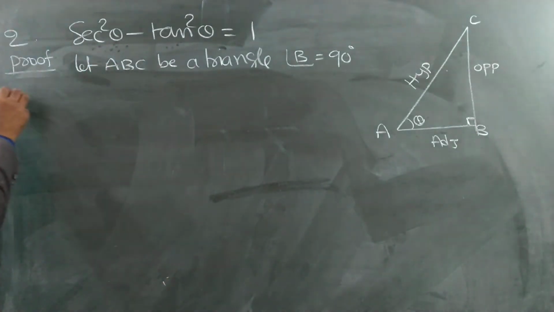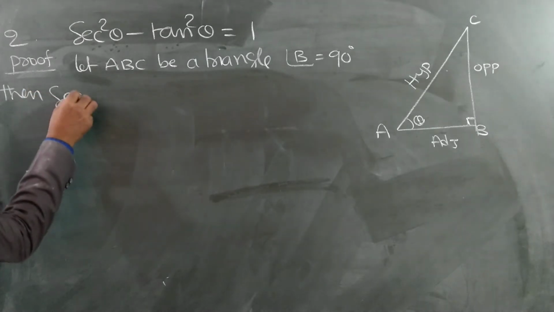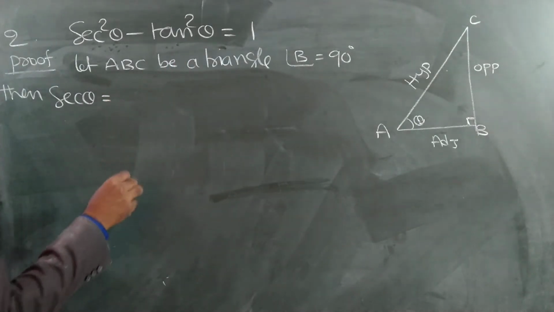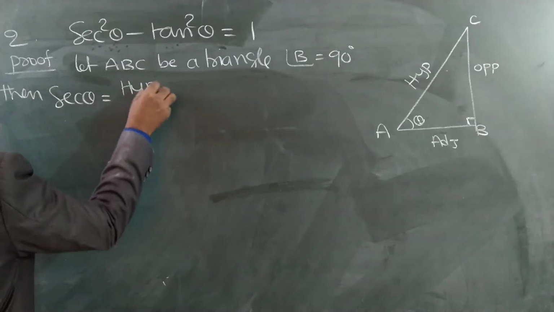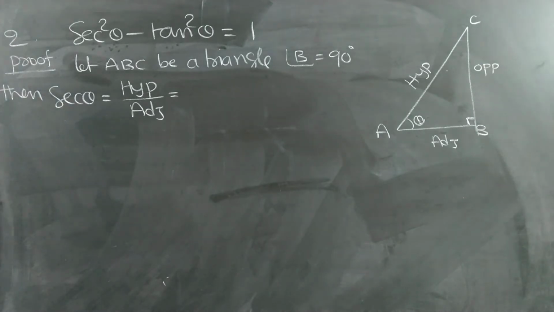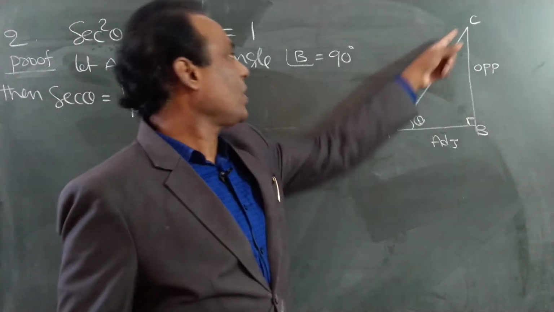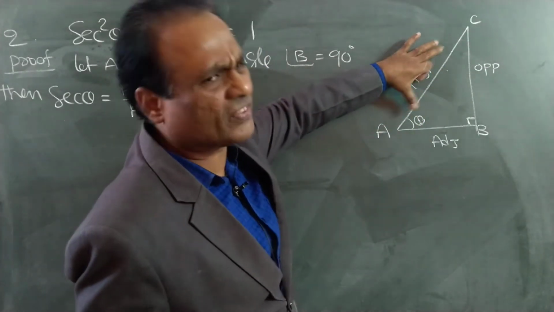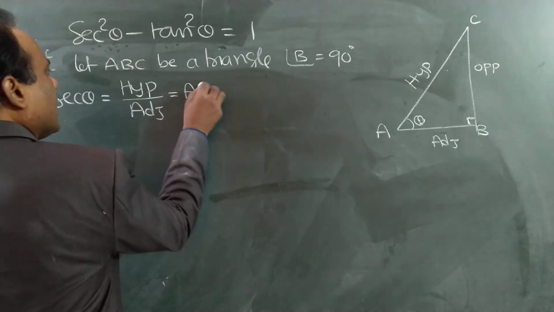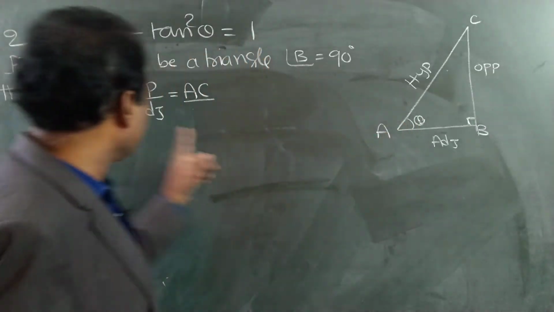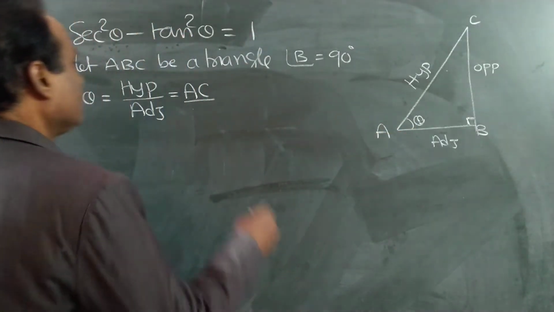What ratio do we want? I want secant theta, because the problem is in terms of secant and tan. What is the secant definition? Hypotenuse by adjacent. What is the hypotenuse here? In these three sides, the greatest side is always the hypotenuse, AC. By adjacent, which is AB, because I am taking this angle as theta. AB.